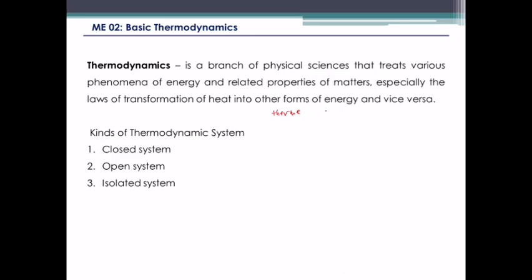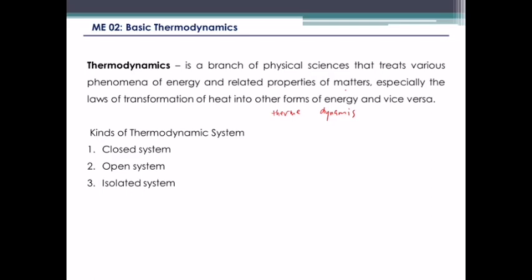In the study of thermodynamics, it is important to know the kind of thermodynamic system that is being studied. We have here the three kinds of thermodynamic systems. First is the closed system, also called a controlled mass. It is one in which there is no exchange of matter with the surroundings. Since it is closed, no exchange of matter with the surroundings.